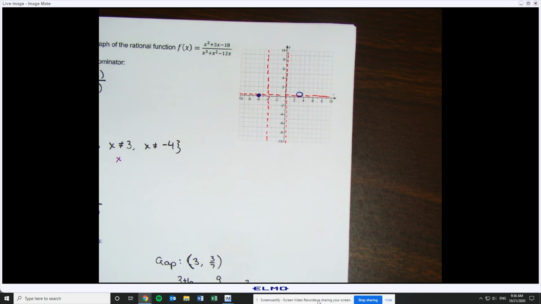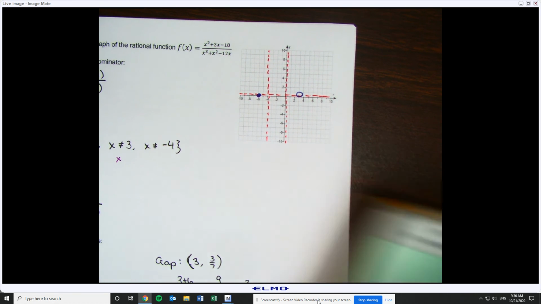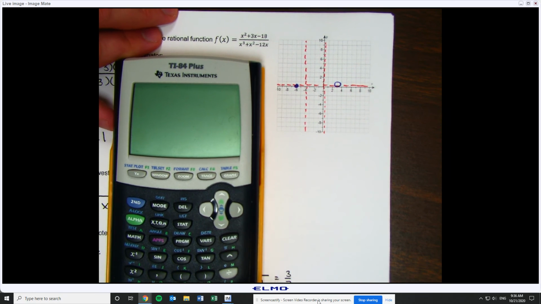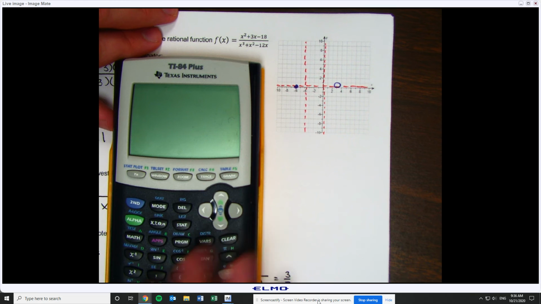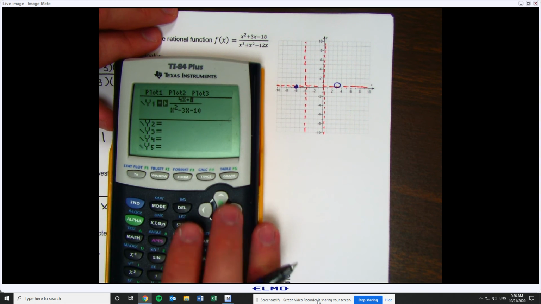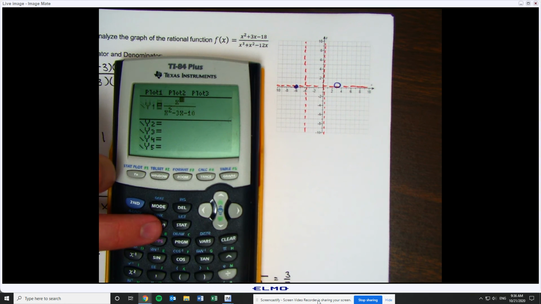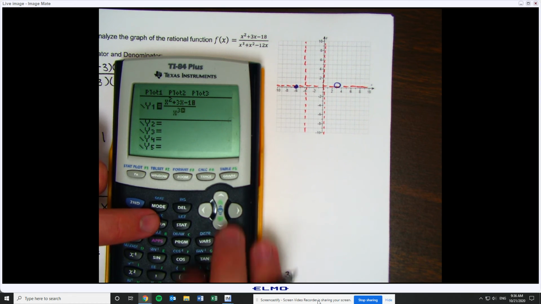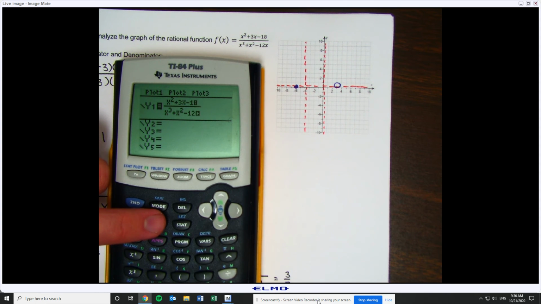Okay, there's no y-intercept, so I can just go ahead and type it in and see what it looks like. So graphing this one, putting that in, I have x squared plus 3x minus 18 divided by x to the third plus x squared minus 12x.